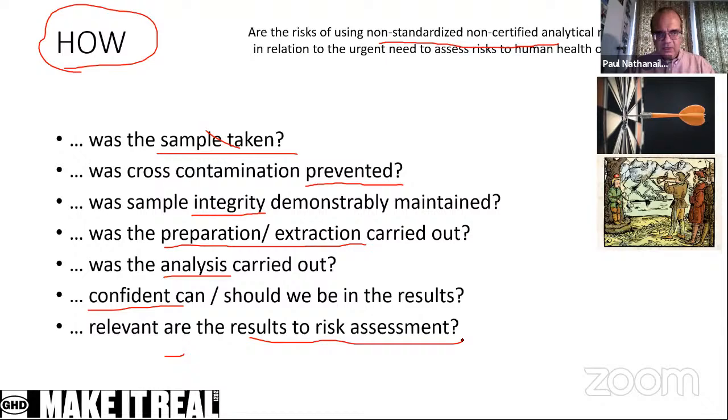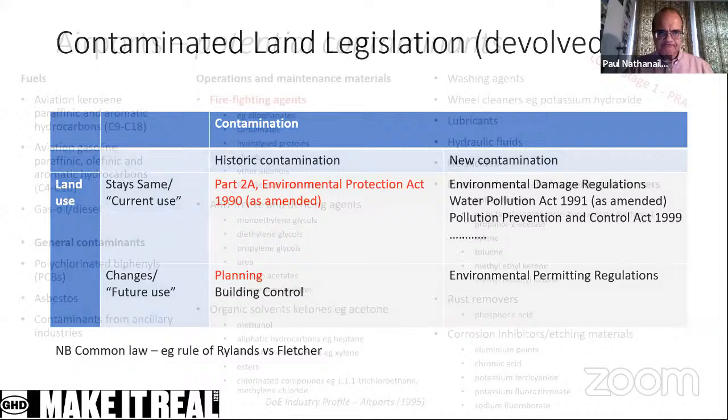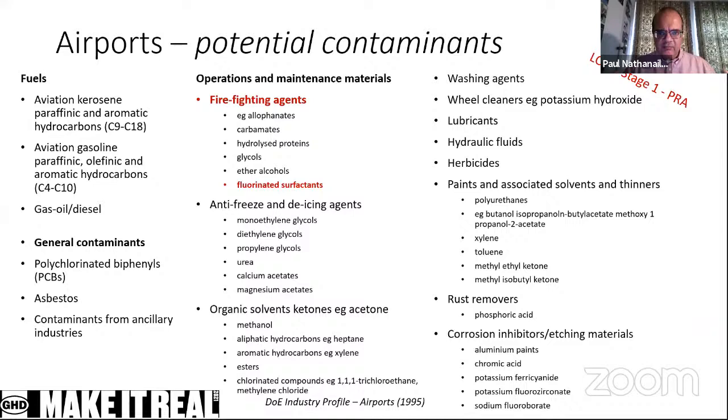Now, the starting point with any risk assessment is the legal context. And this is my UK or English legislation in one slide. But the important thing, wherever you're working, is to understand the legal context, because that will define what is an unacceptable risk and who is going to be responsible for paying for any remediation. Now, where do you begin to look? Where does that risk assessment process begin?